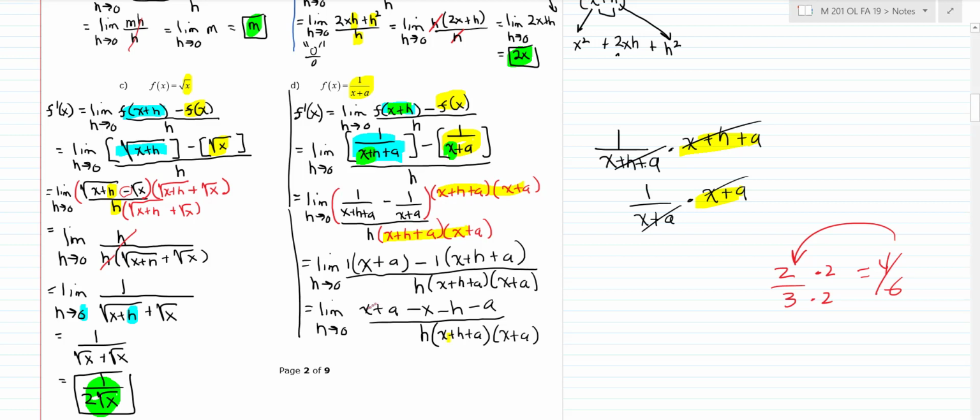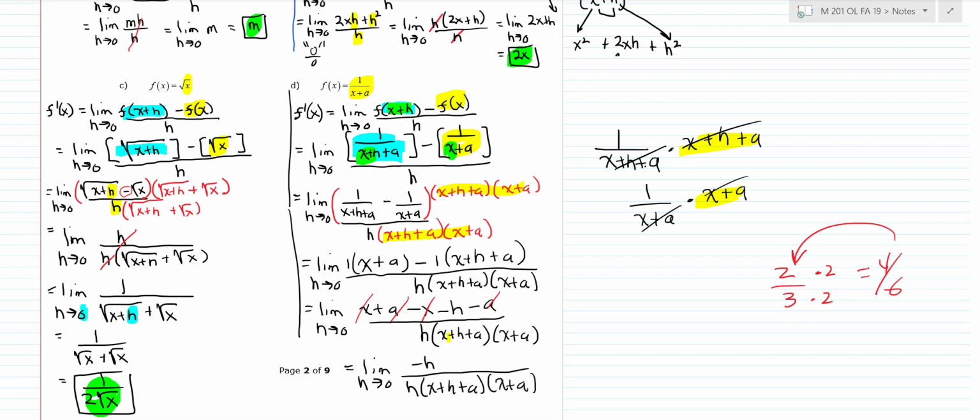Notice a lot of stuff cancels out. The a's go away, the x's go away. Write down what you're left with. So we have the limit as h goes to 0 of negative h, all over h times x plus h plus a times x plus a.